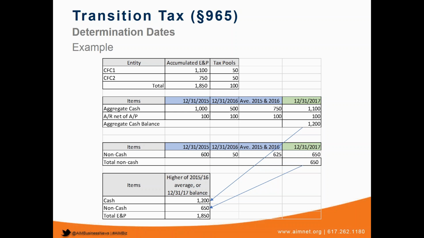Note that in our example here, the E&P is bifurcated between cash and non-cash. The bifurcation is required because the new law provides for a specific tax rate, as Alan discussed earlier, for cash and another rate for non-cash. In our example, the cash amount is 1,200 and the non-cash is 650.